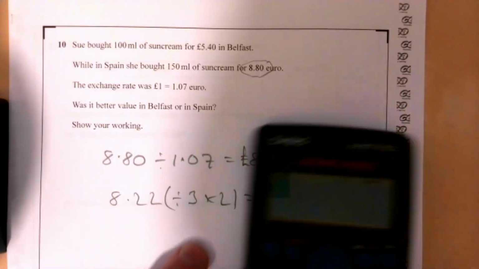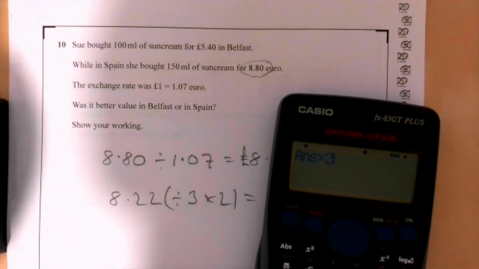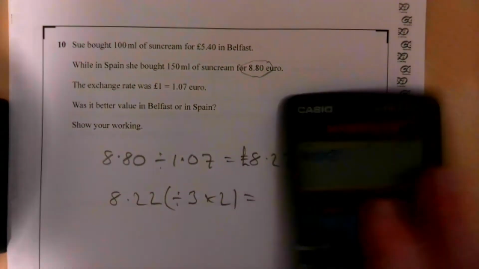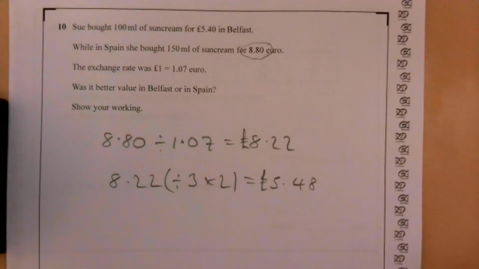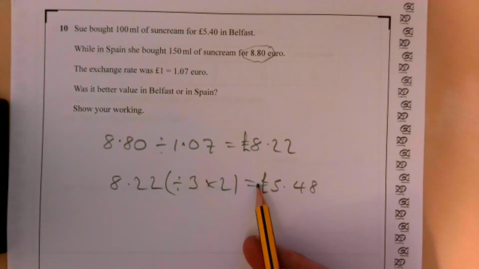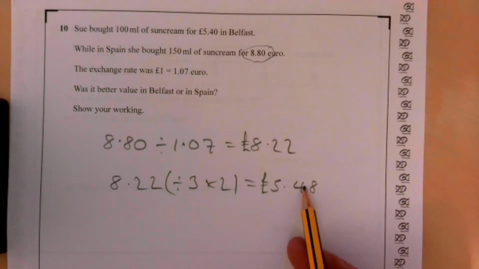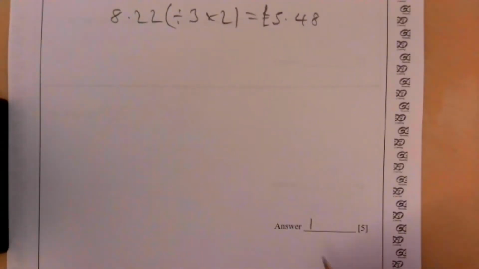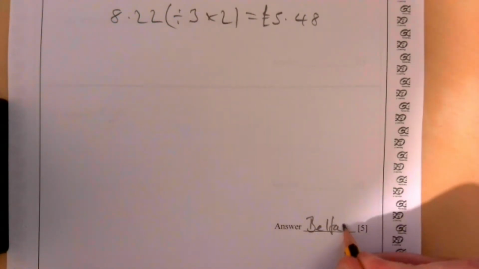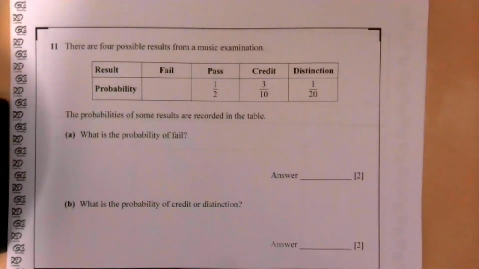It's a bit like finding 2/3 of it. Same thing. Divided by 3 equals, times by 2 equals, and that gives us £5.48. And that would be for 100 mils. So for 100 mils in Spain it was £5.48. For 100 mils in Belfast it was £5.40. So the answer then is Belfast. So you can see that down here. Loads of different ways of doing that one, but I think that's probably the most straightforward.